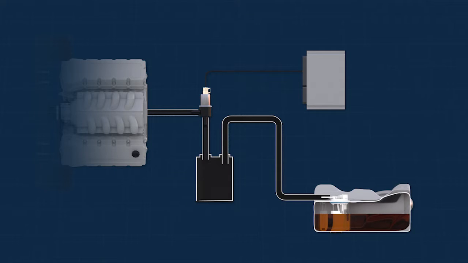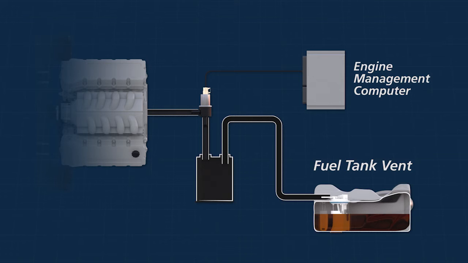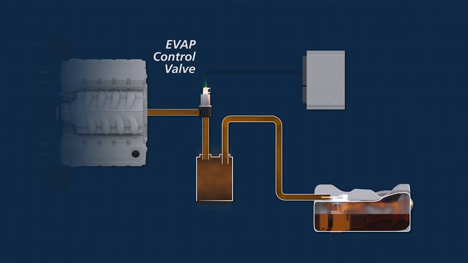When the engine is off, and also under certain driving conditions, gasoline vapors from the fuel tank are collected and stored in the EVAP canister. When the engine is running and operating conditions are appropriate, a control valve opens and allows the stored gasoline vapors to be drawn into the engine, or purged, where they are burned.